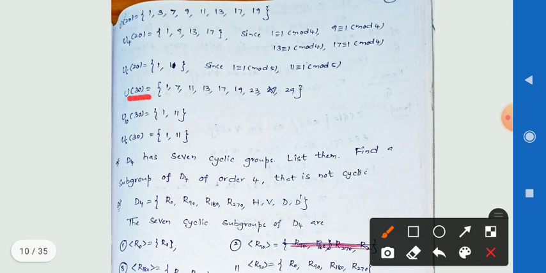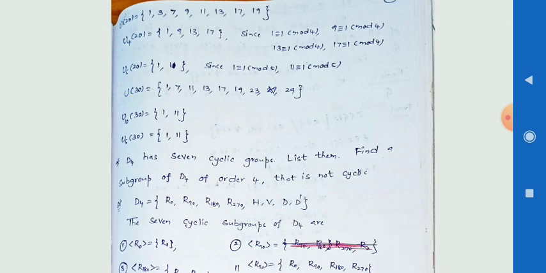U(30) means relatively prime numbers up to 30. Here the relatively prime numbers taking 30, the elements are 1, 7, 11, 13, 17, 19, 23 and 29. In this I am finding U10(30). Here U10(30) means 10 into 1 is 10, 10 into 2 is 20, and 10 into 3 is 30. Here the elements are 11 and 1. Similarly U5(30) is also 1, 11. Okay, the problem is completed.